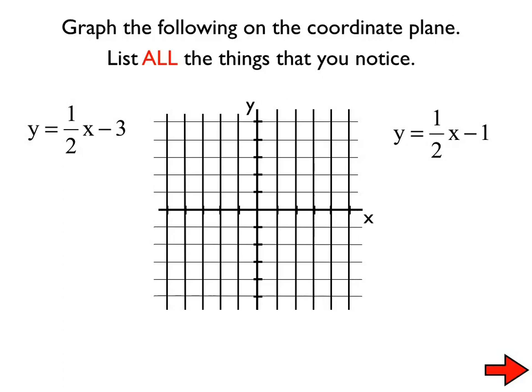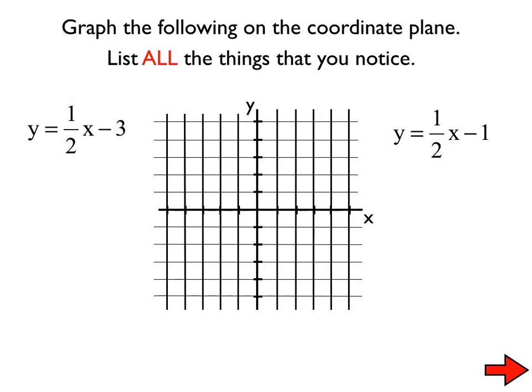As soon as you finish graphing, I want you to look at the graphs, look at the equations, and list all the things that you notice. Because I'm about to have you get together with your shoulder partner, and you're going to talk about all the things you notice, about your graph, about the equations, and so on. So what are some of the things that you notice? There should be two things in particular.